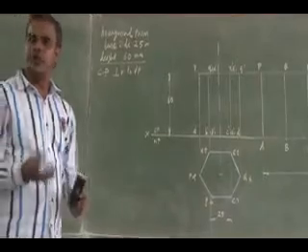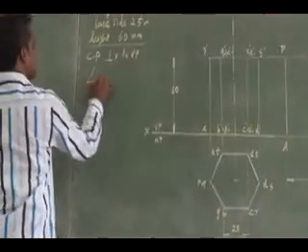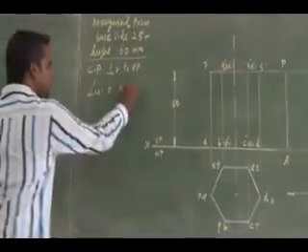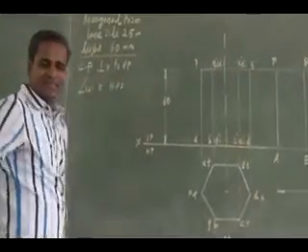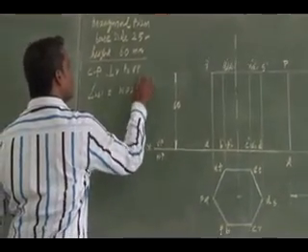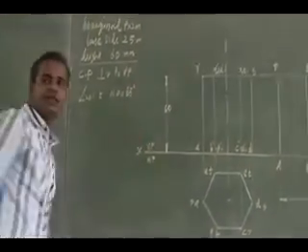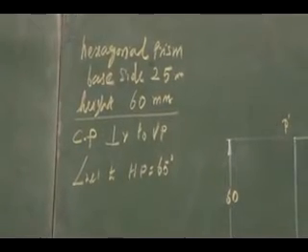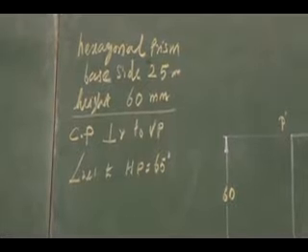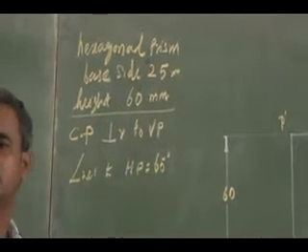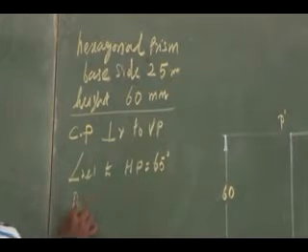and inclined to HP, right? Inclined to HP. How many degrees? I am going to give that as 65 degrees. 65 degrees inclined to HP, right? And bisecting the axis. Bisecting the axis.